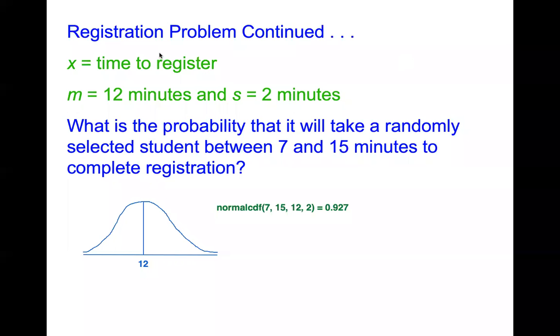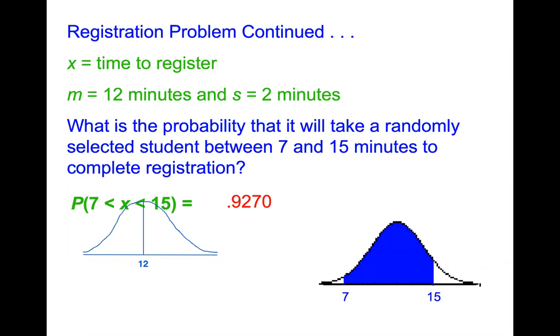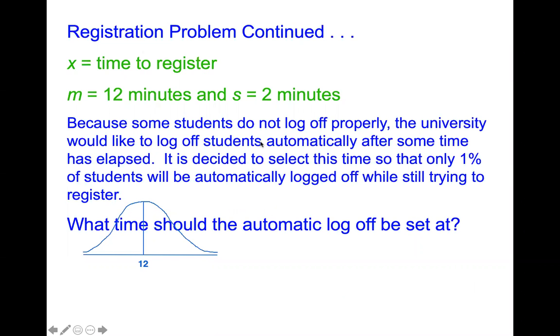Let's go ahead and try the other kind. All right, so I think the normal CDF you guys have down, but let's go ahead and try this next problem. All right, so this is what it looks like in the shaded region. All right, so this one says, because some students do not log off properly, the university would like to log off students automatically after some time has elapsed. It is decided to select this time so that only 1% of students will be automatically logged off while still trying to register. What time should the automatic log off be set at?